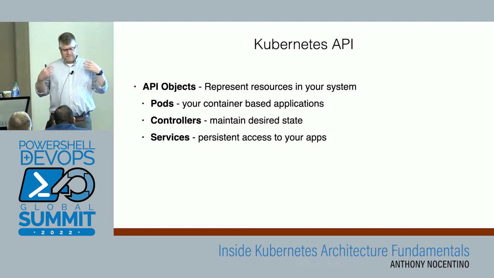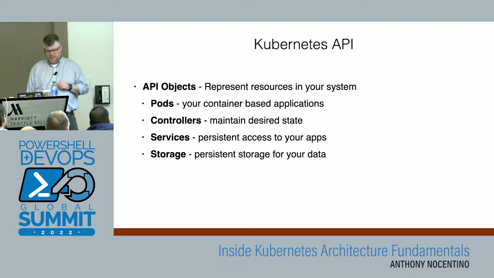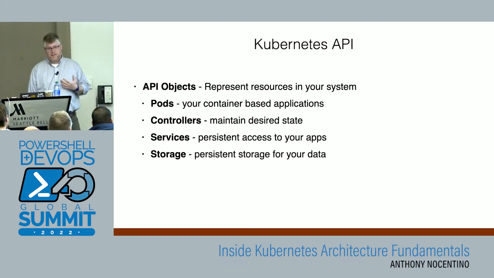So if I deploy 10 pods in my cluster, I don't want to have to keep track of where the 10 pods live to send workload to it. Kubernetes will provision a persistent IP and DNS name for me to send traffic to, and then it will distribute the workload for me, which is really super fabulous. And then storage.